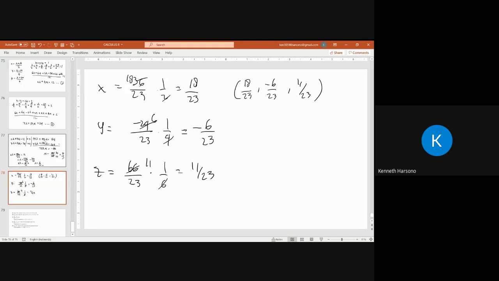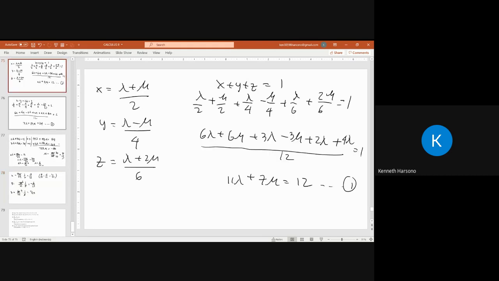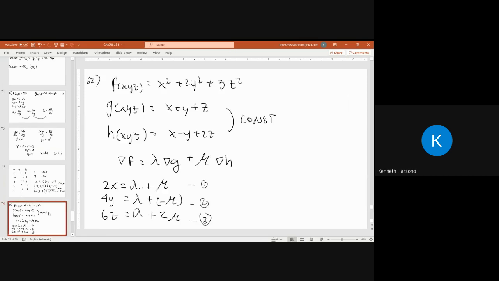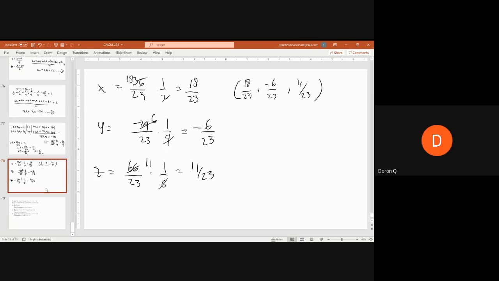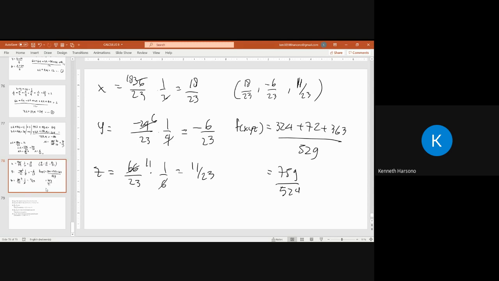We can put it back into our first function. Where is it? Our first function is this one, right? So f of x, y, c is 324 plus 732 plus 360, all over 529. So this one is 259 all over 529.